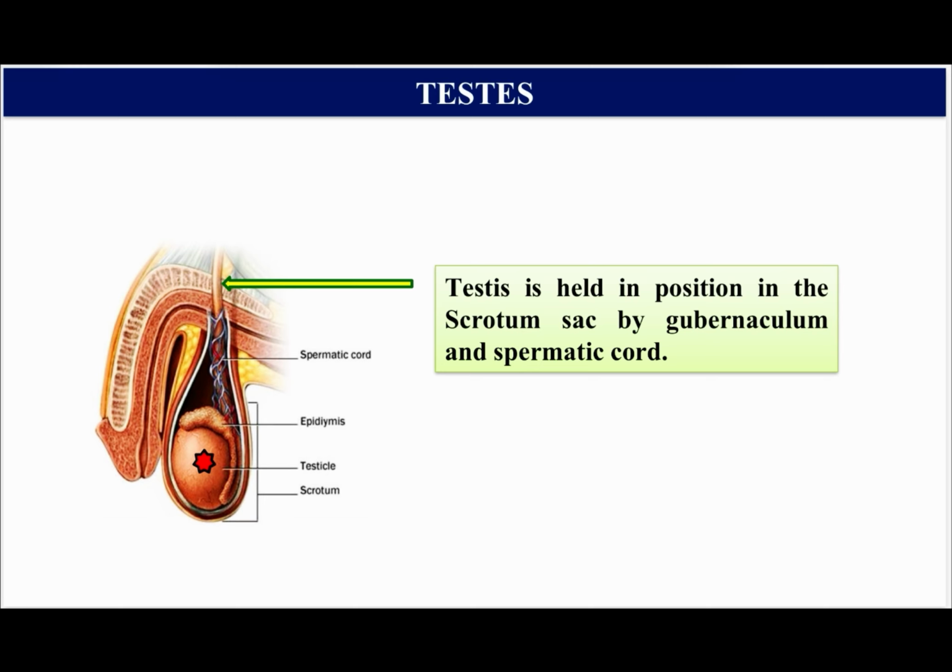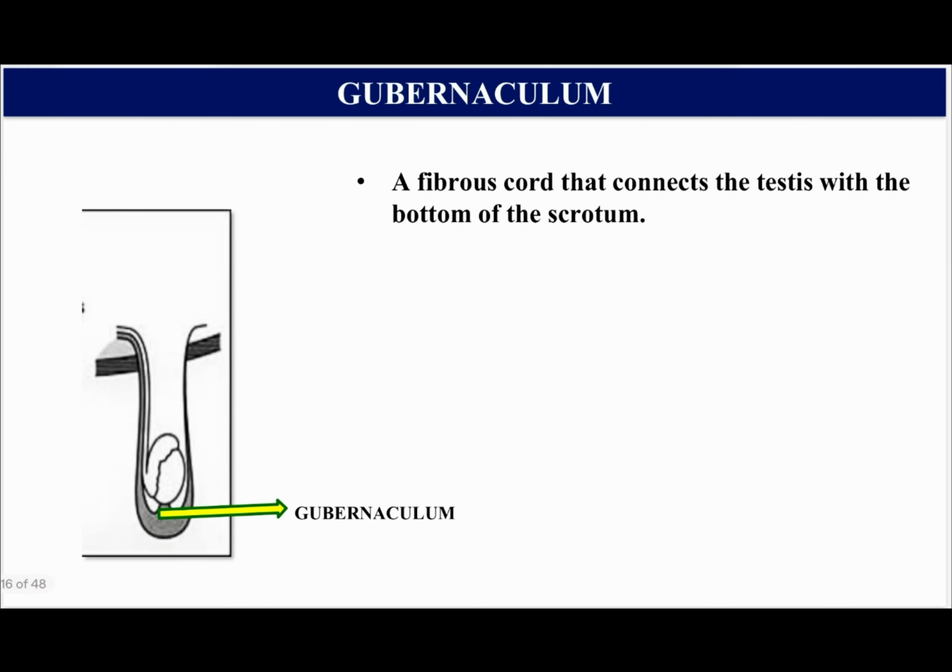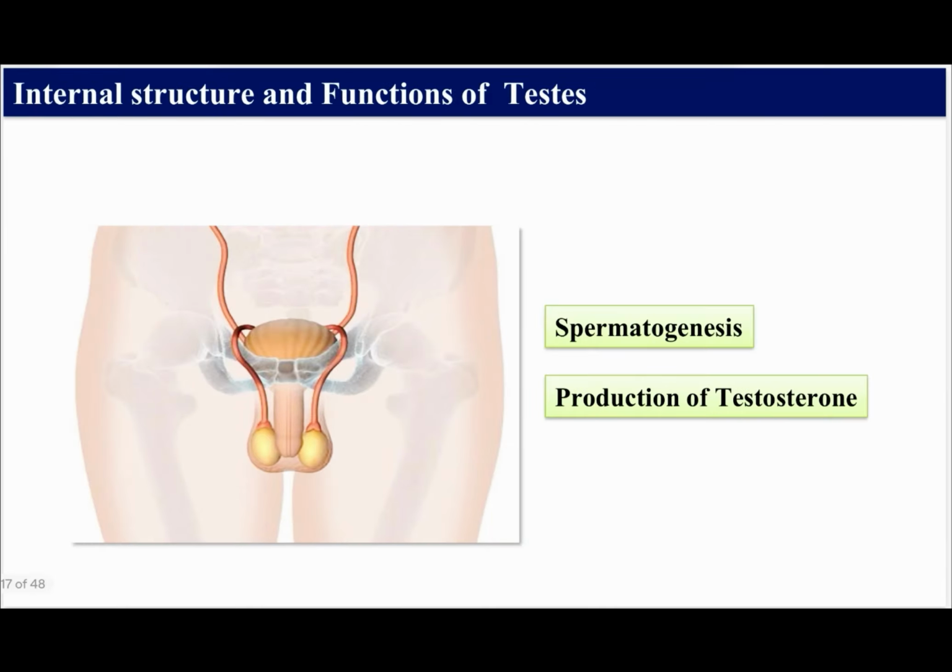Now this testis is held in position in the scrotal sac by two things: one is the gubernaculum and another is the spermatic cord. This is the spermatic cord, and in the lower portion, that is the gubernaculum. The gubernaculum is actually a fibrous cord which connects the testis with the bottom of the scrotum.